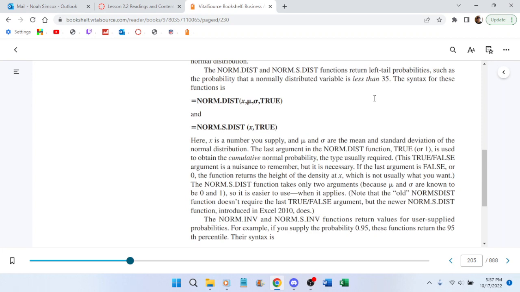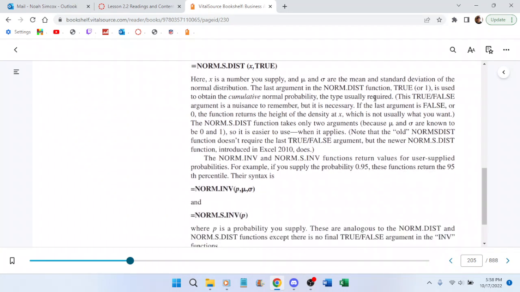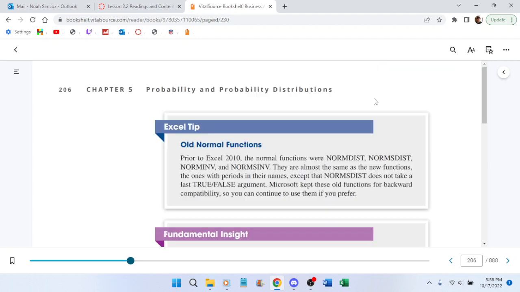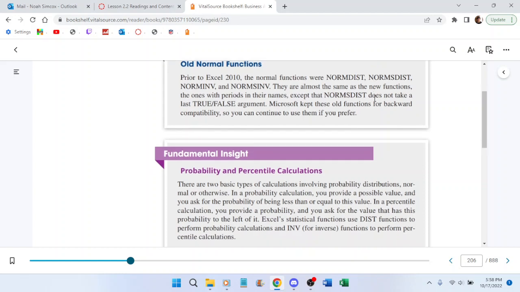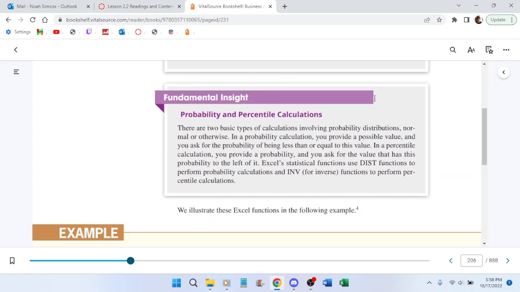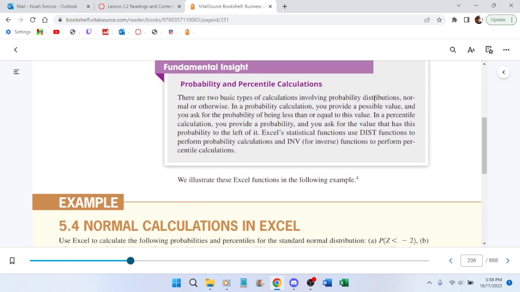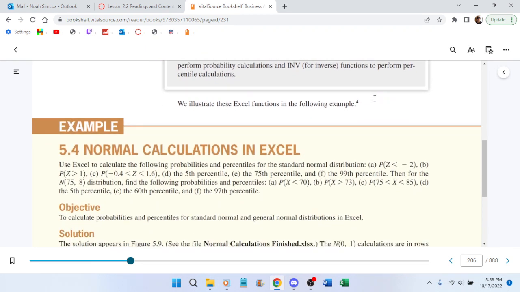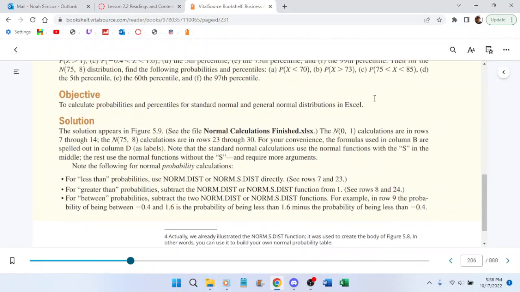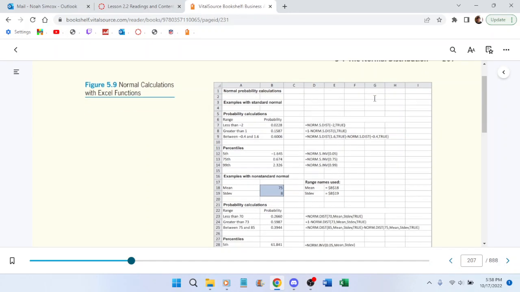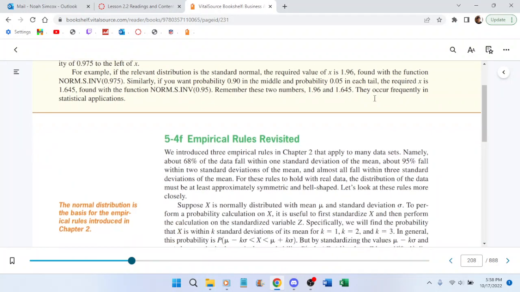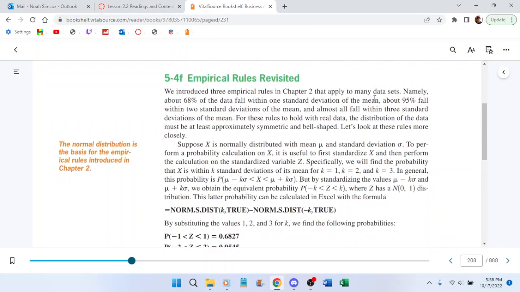If you supply the probability, it will return the percentile. Okay. Now an example. Okay, I don't need to read this right now. I'm just trying to study for the quiz. Oh, come on, we're still not even done with 5-4. Dang it.